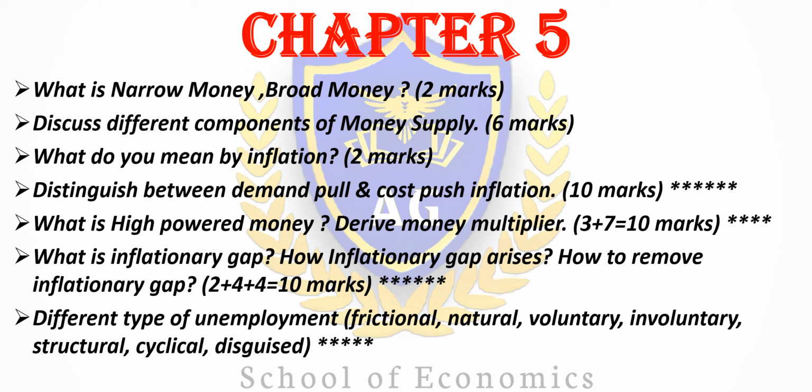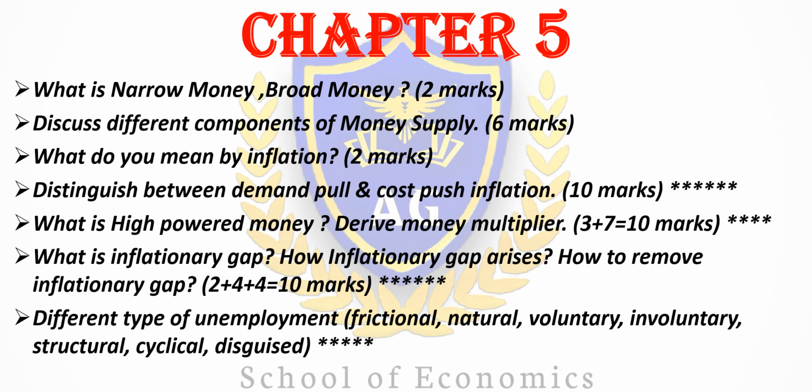Next one is: what do you mean by inflation? This is a 2 marks question. Next one is: distinguish between demand pull and cost push inflation. This is a 10 marks question. What is high powered money? Derive money multiplier mathematically. This is a 3 plus 7, that is 10 marks question.